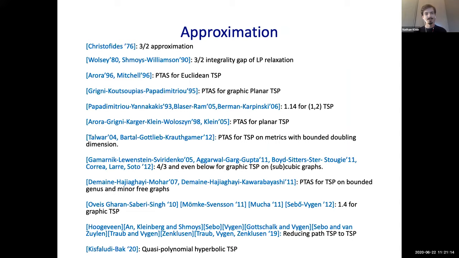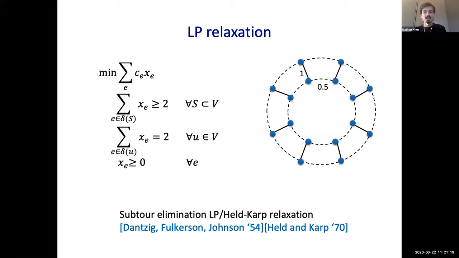One of the key tools in approximating TSP has been this linear programming relaxation. Here, every edge e gets a variable x_e, every vertex gets fractional degree 2, and every cut gets fraction at least 2. So we obtain essentially a fractional Hamiltonian cycle.